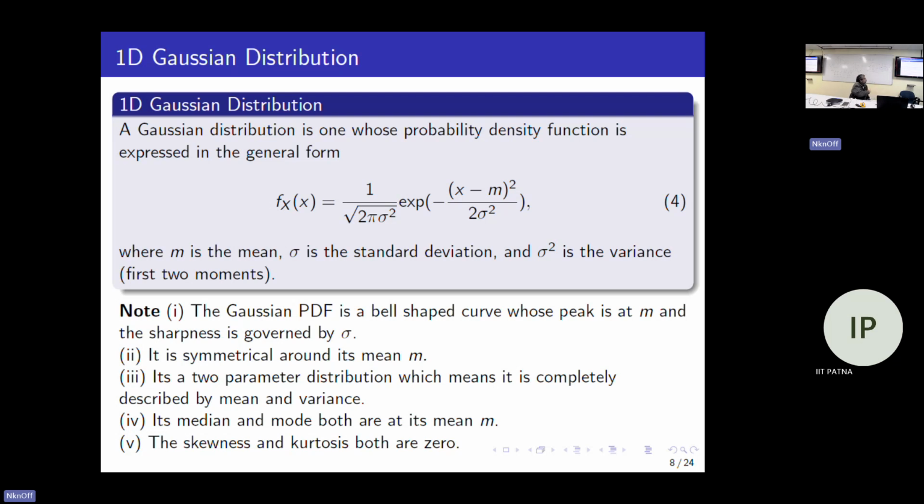So the Gaussian PDF is a bell-shaped curve, right? We all know it. It's symmetrical around the mean m. And where is its mode? At the mean only. And what is the median? At the mean only. And what are the skewness and kurtosis? They are 0. So it's a two-parameter distribution, only mean and covariance or variance we need.